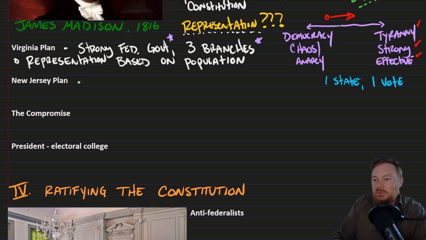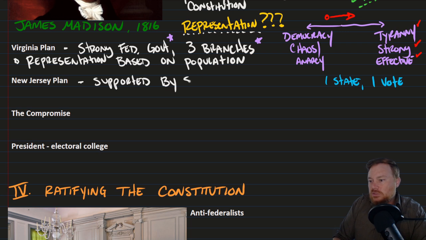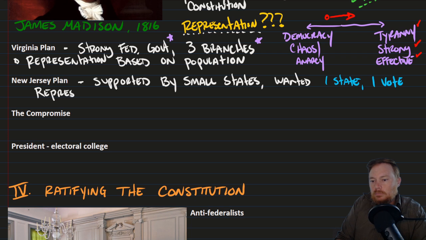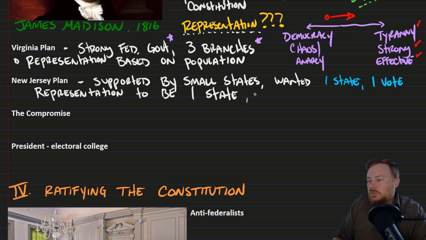Now, the New Jersey Plan, we'll say, was supported by small states, and they wanted representation to be one state, one vote, right? They wanted to keep things the way that it was.